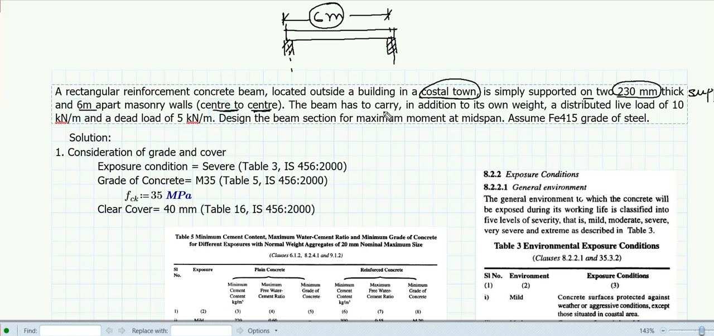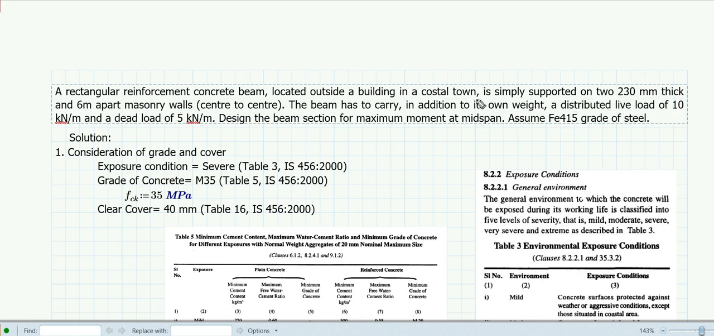The beam has to carry, in addition to its own weight, a distributed live load of 10 kilonewton per meter and a dead load of 5 kilonewton per meter. Design the beam section for maximum moment at the midspan, assuming Fe415 grade of steel. So this is the problem. These data are available, so we have to design.